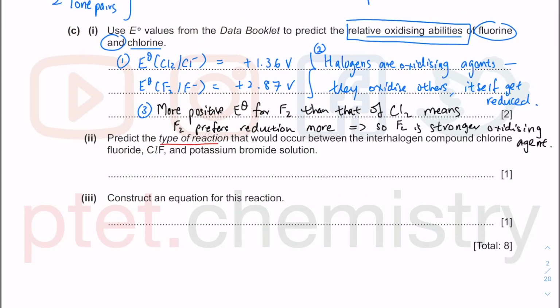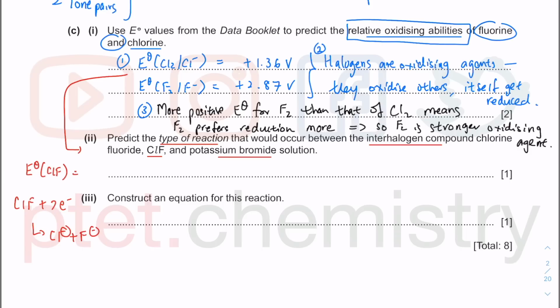Predict the type of reaction that would occur if you have an interhalogen compound, with one chlorine and one fluorine, with potassium bromide. If you have something like ClF, we don't know the E naught, but when ClF gets electrons, it can potentially give Cl minus and F minus, with 2 electrons. Of course, we don't have the actual values, but the value is going to be somewhere intermediate between that of both being chlorine and both being fluorine.